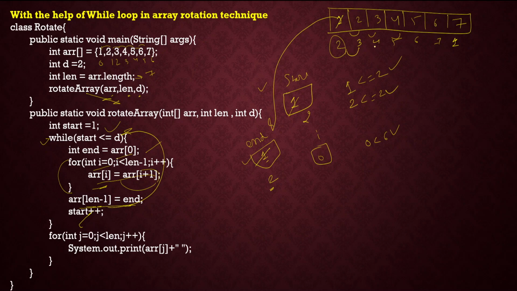Now what again do we have to do? We have to shift all the values to the left again. So the new output, with the shifting done by the for loop, as you can see, is 3, 4, 5, 6, 7, 1. And whenever this for loop ends, the end value will be stored at the length minus 1 location, which is this. Now start will be incremented, it is 3. Now again it will come to the while loop, where 3 is less than or equal to 2, which is false. So this while loop has also ended.